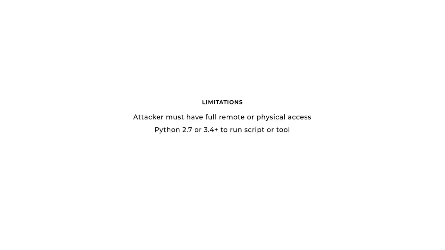Now, let's just talk about some general limitations to each of these attacks. First off, both demos require a scenario where the attacker has full remote or physical access with correct privileges to the target machine. Also, they both require Python 2.7 or 3.8 to be installed to use the Python script or post-exploitation tool. All right, so with this behind us, let's get into demo number one.